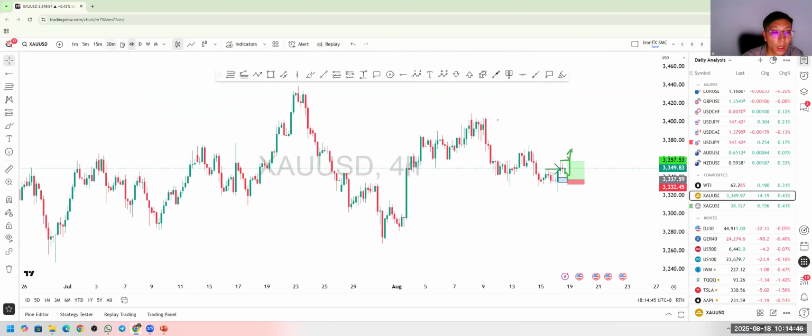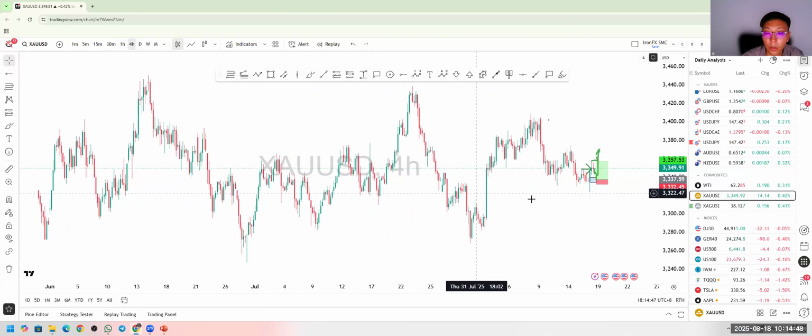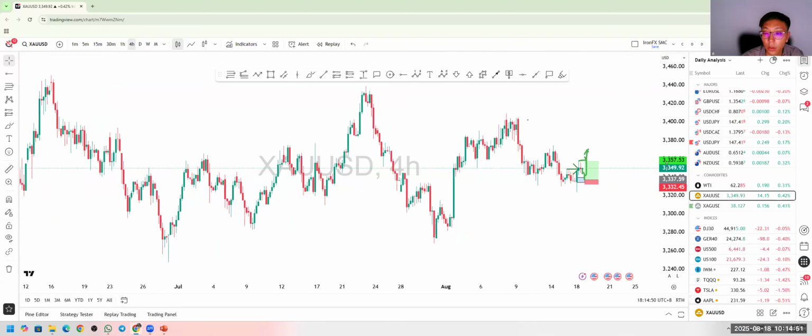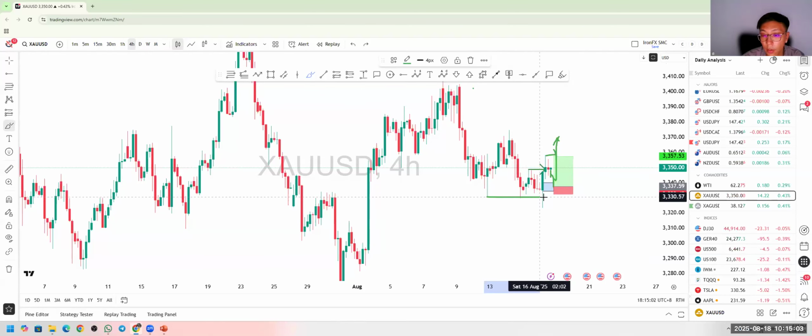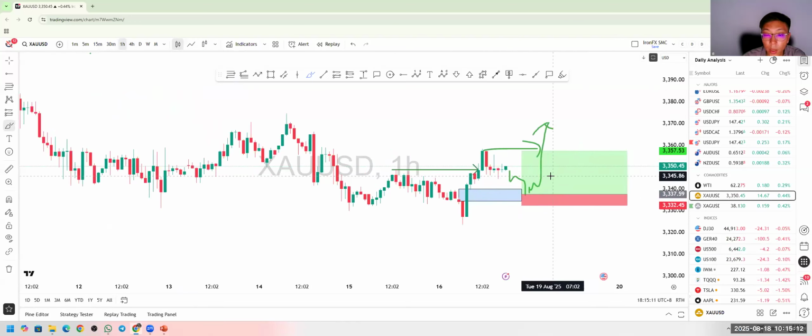Looking at gold right now, we already have a change of character, because we saw how price actually took out these lows. This is a stop hunt, taking out liquidity. So there is no chance for price to continue bearish anytime soon. So we will look at H1.